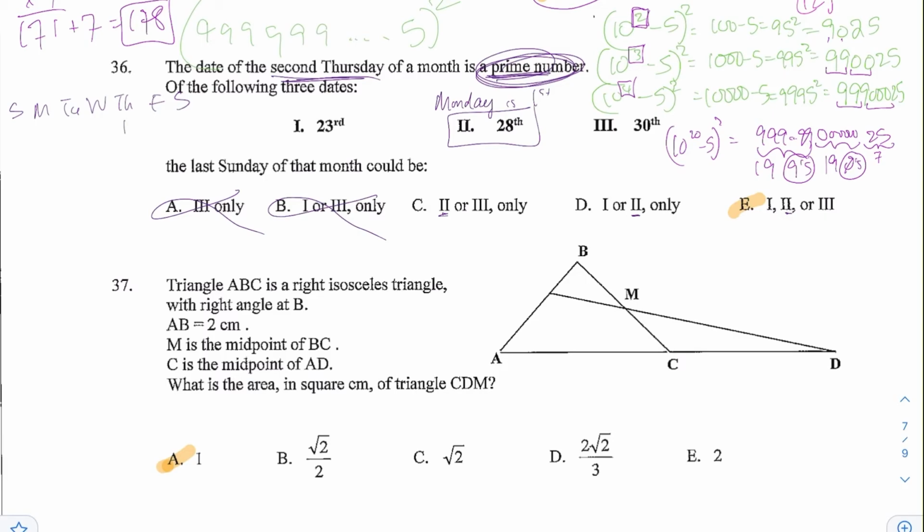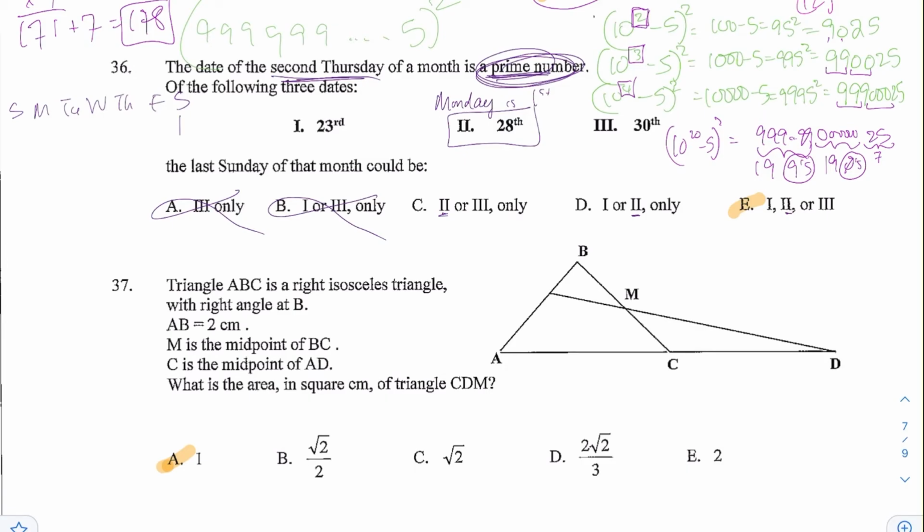And you can also make Thursday the 1st. That would mean the next Thursday would be the 8th, which is not prime. So Friday could also be the 1st. If that's the case, next Friday would be the 8th. And then you have to add another 7. This Thursday would be the 14th. So that's not a prime number.